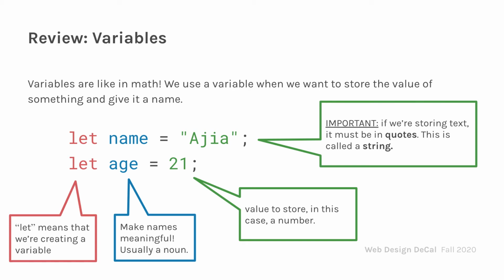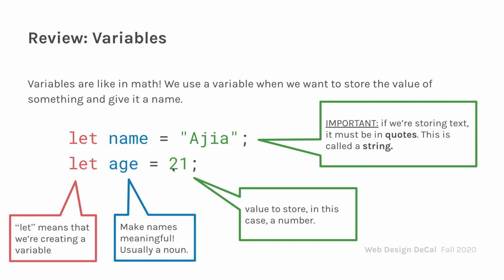So if you're storing text, it has to be in quotes. That's why we call it a string, or else it's going to think it's a variable name. And then the second line, we're doing the same thing. We're creating another new variable. That's why we say let again. Let age. This time we call the name age equals 21.